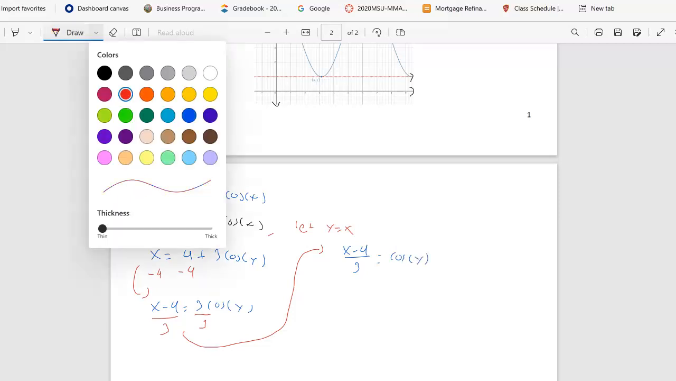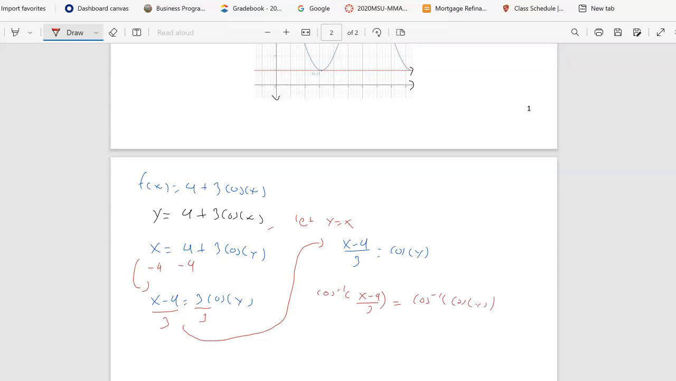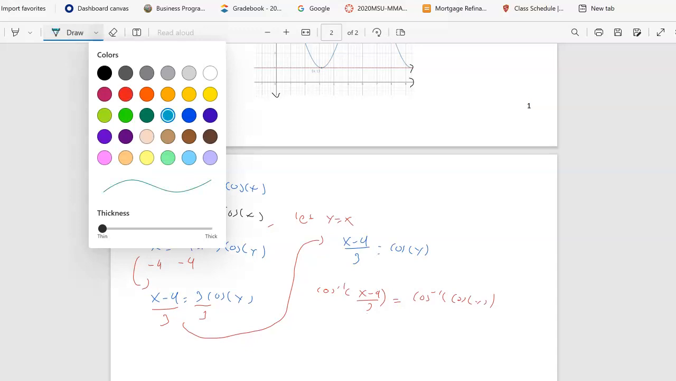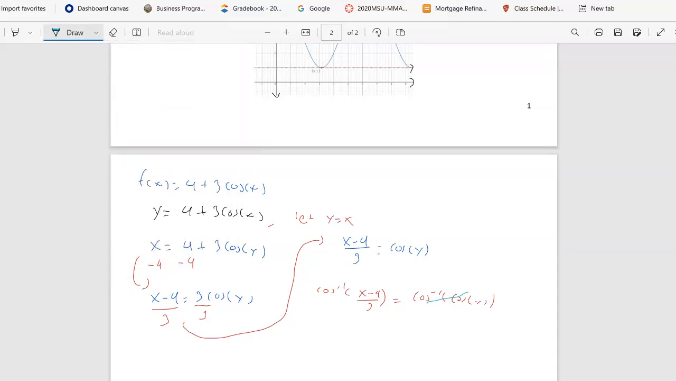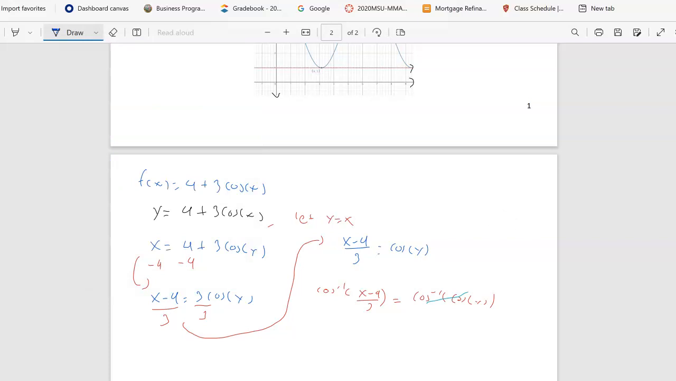And then we're going to take the inverse of both sides. So we're going to end up with the cosine inverse of x minus 4 divided by 3 is equal to the cosine inverse of the cosine of y. Remember that the property of inverses cancels your cosines. And then we finally have, in this case, the cosine inverse of x minus 4 divided by 3 is equal to y.